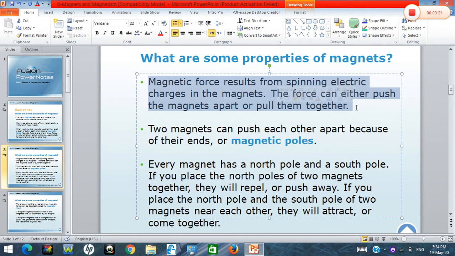Inside the magnet, we know that magnet is made of metal, and metal consists of atoms. Inside these atoms there are electrons. We can say electric charges. These electric charges, when they are spinning or passing through the magnet, cause force.